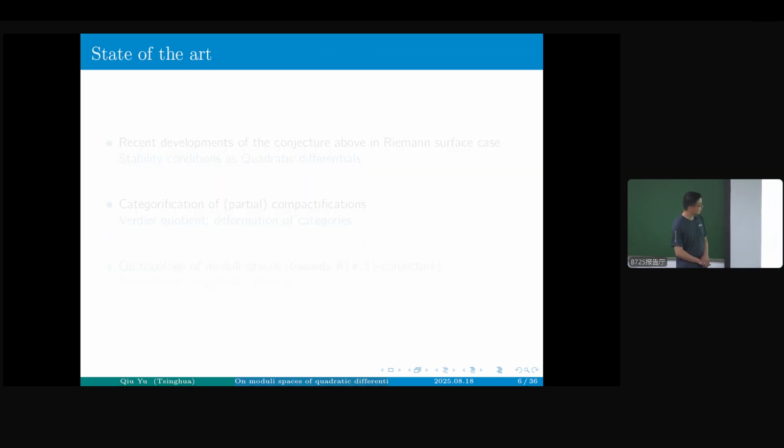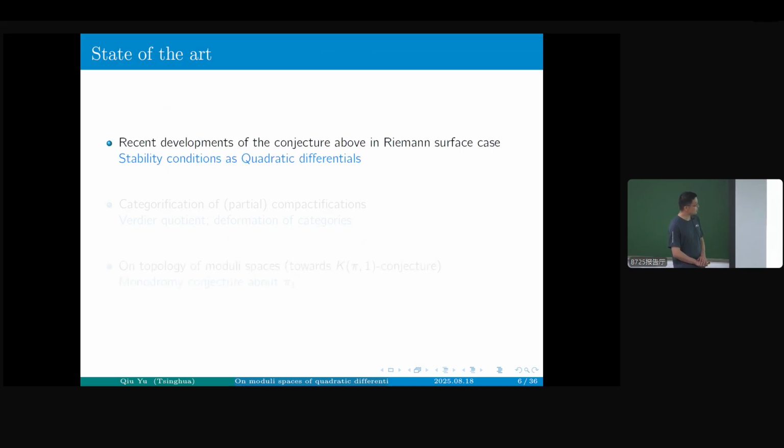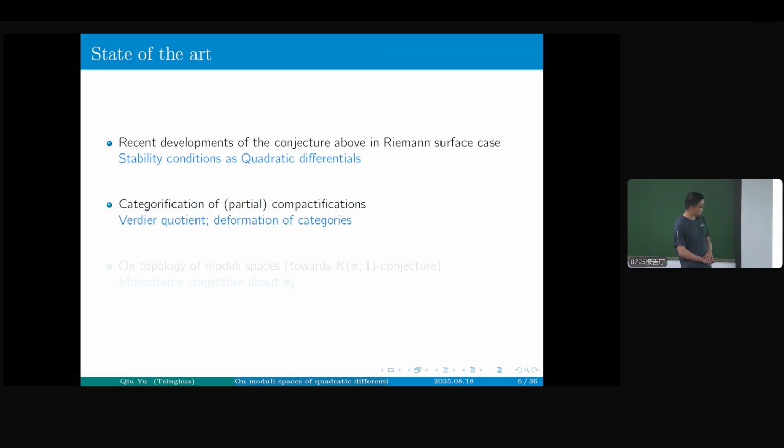So here is the outline of my talk. As I mentioned, in general the development is slow, but in the Riemann surface case, we have a correspondence between stability conditions and quadratic differentials. This is basically what we mean by the scalar moduli in the reduced case. Then I will mention two results on categorification and compactification. These two families of results make a bridge between categories and dynamical systems.